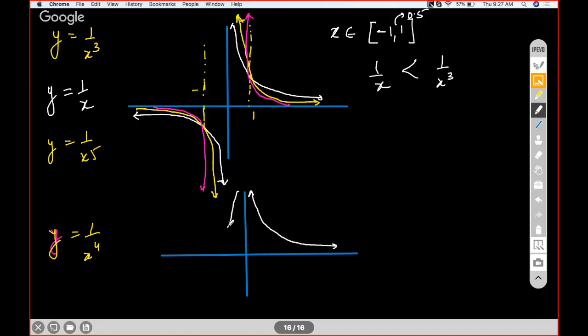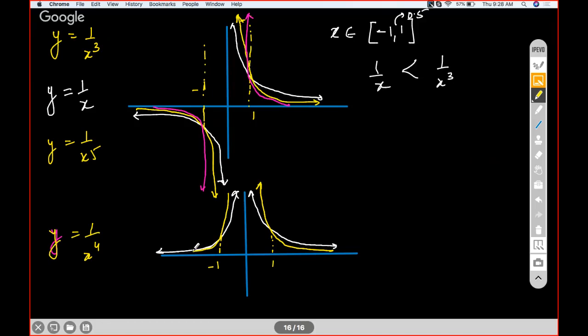Okay. So if I check between minus 1 and 1, for example, if I take 0.5 as usual, then 0.5 to the power 4 would be, okay, that would give you 16. But then 1 by 0.5 squared, that gives me 4. So between minus 1 and 1, 1 by x to the power 4 is greater than 1 by x squared. But when x is greater than 1, or when x is lesser than minus 1, then 1 by x squared would be greater than 1 by x to the power 4.